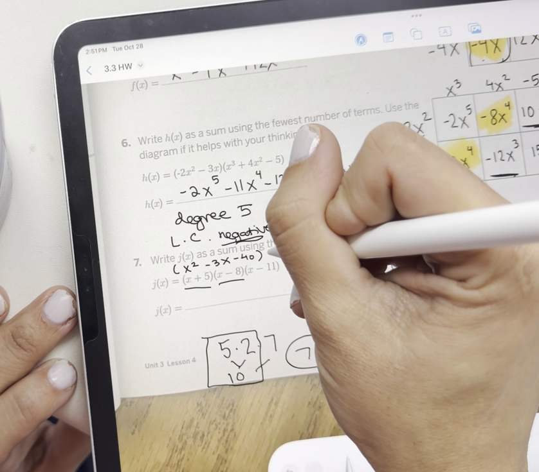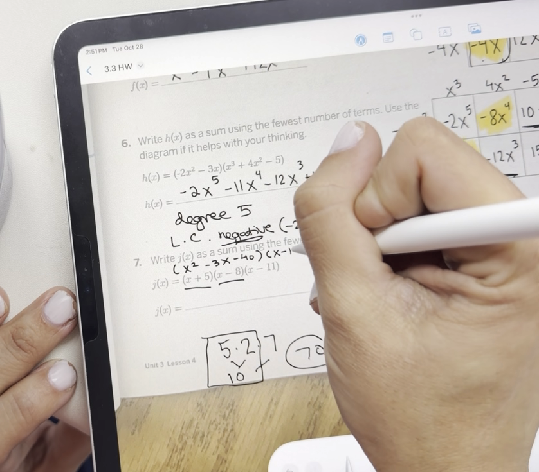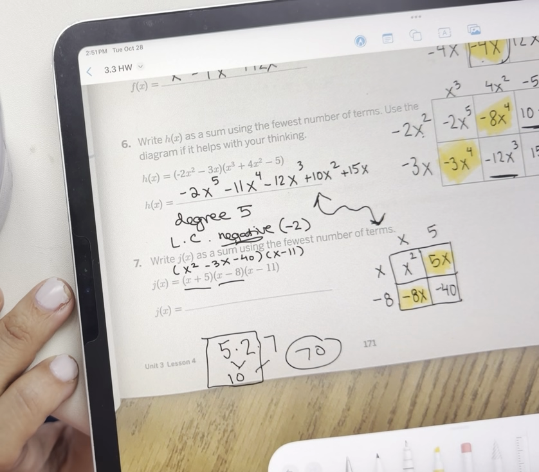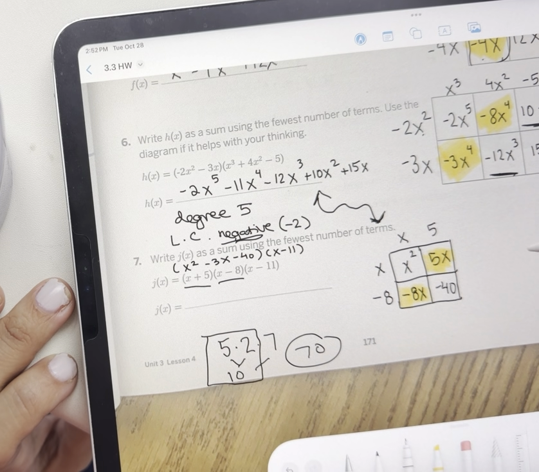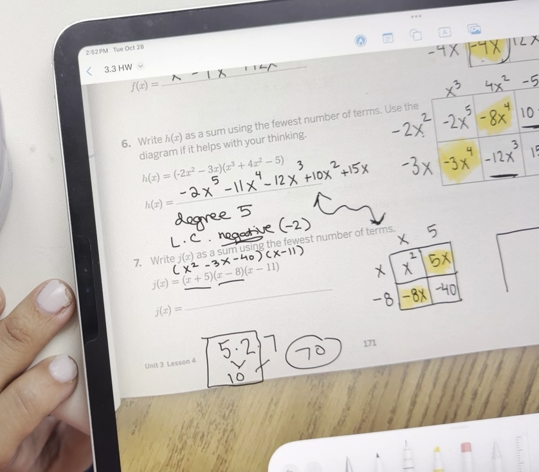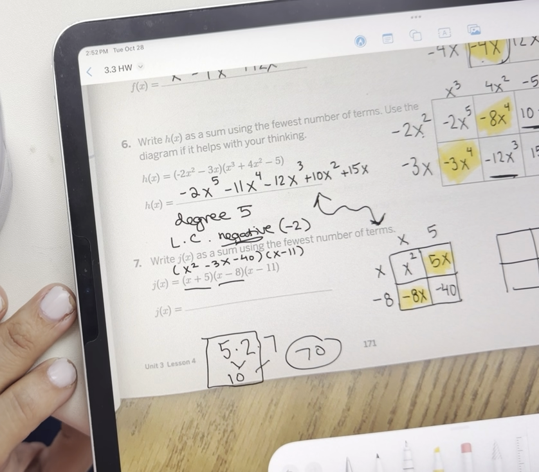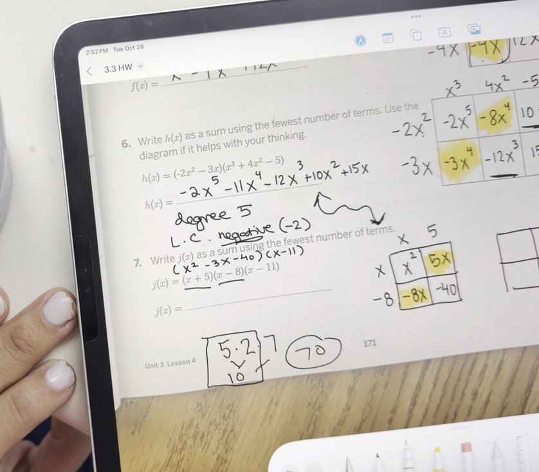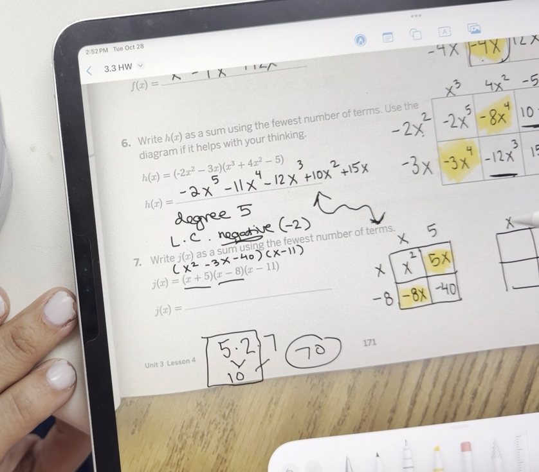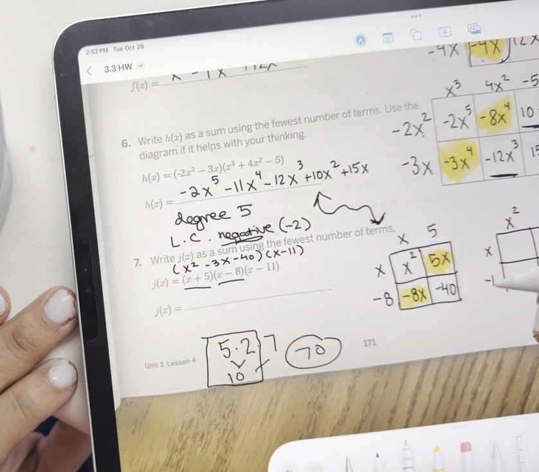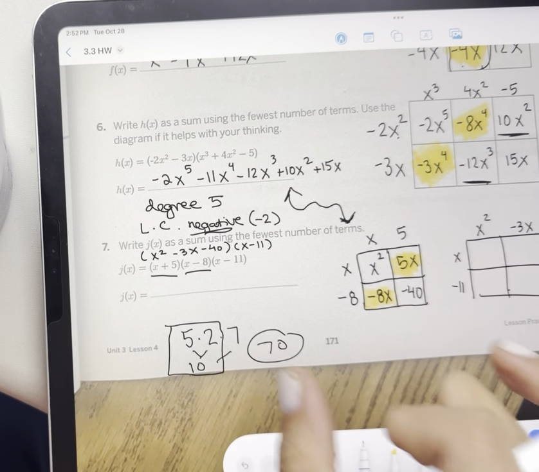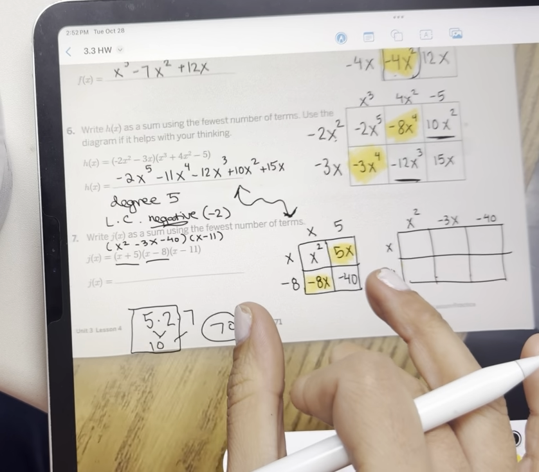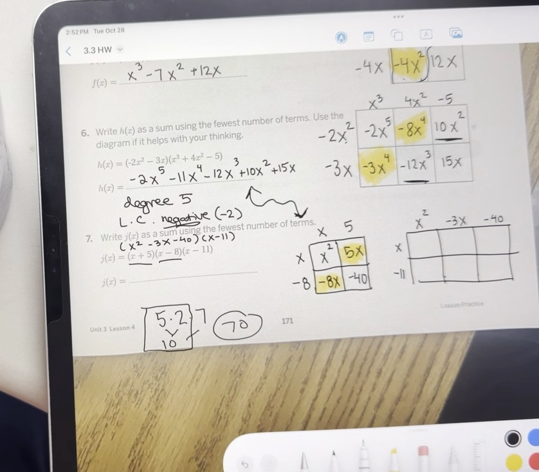And now you multiply it by x minus 11. Now we are doing the last one. So now this is 3 terms by 2 terms. So we need a 3 by 2 box. So we've got our x squared, our minus 3x, our minus 40, and then we have our x and our negative 11. Oh my gosh. I hope this is the first time I've been writing stuff that's not in the video.